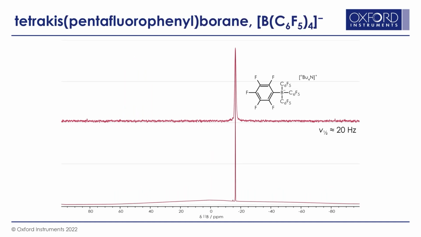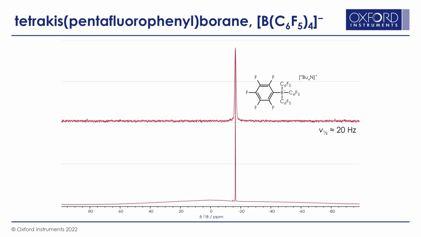As a quadrupolar nucleus, the line width of peaks in boron 11 NMR spectra is strongly dependent on the size of the molecule and symmetry around the boron center. While the highly symmetric small tetrafluoroborate anion has line widths of less than 1 Hertz, this 4-coordinate tetraarylborate, a true non-coordinating anion used in chemical and electrochemical research, which, while still tetrahedral around the boron center, is a much larger molecule, gives a peak with a line width of around 20 Hertz.